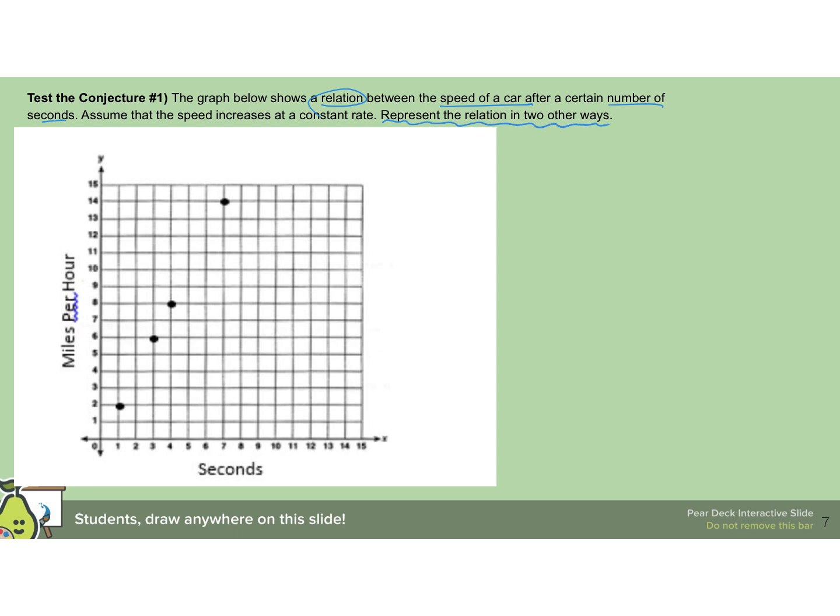So they have represented it in a graph, okay? We just learned 4 different ways that you can represent a relation. They've given us the graph. I'm going to go ahead and walk you through the 3 other ways that you could represent this relation. First way being a table.